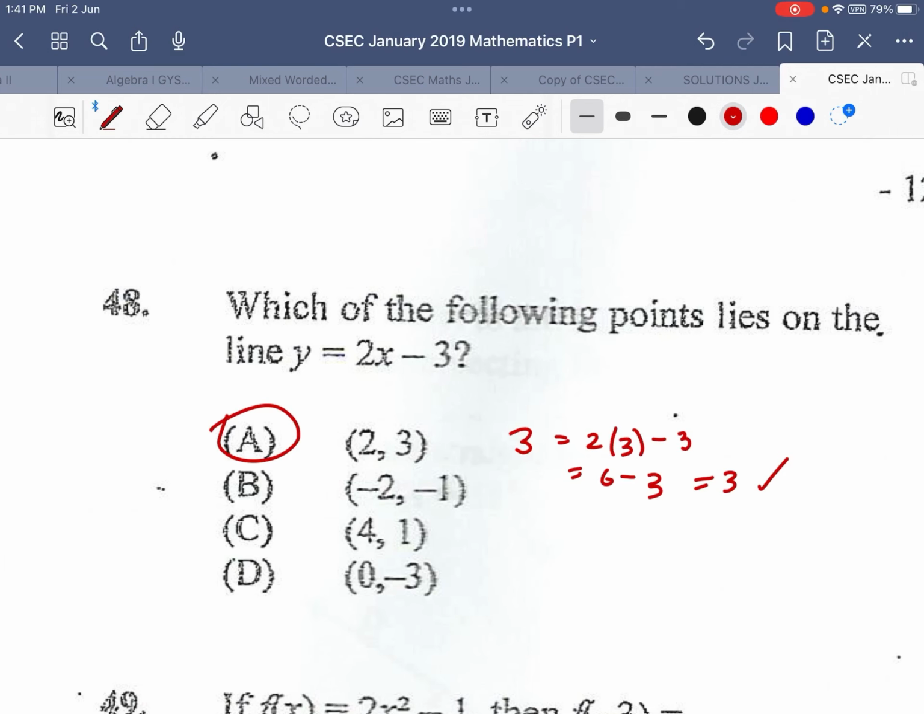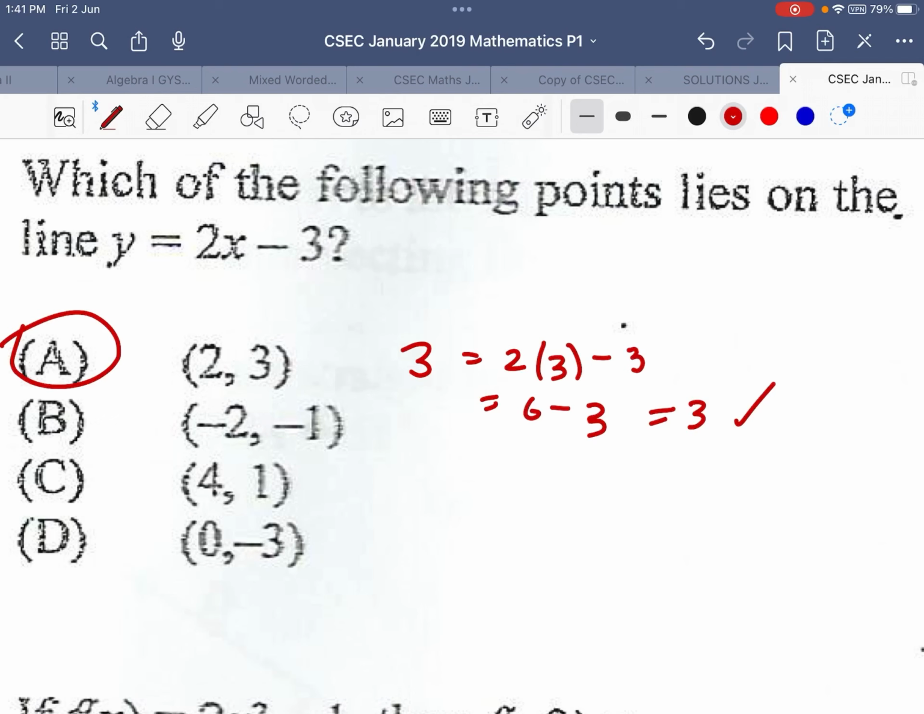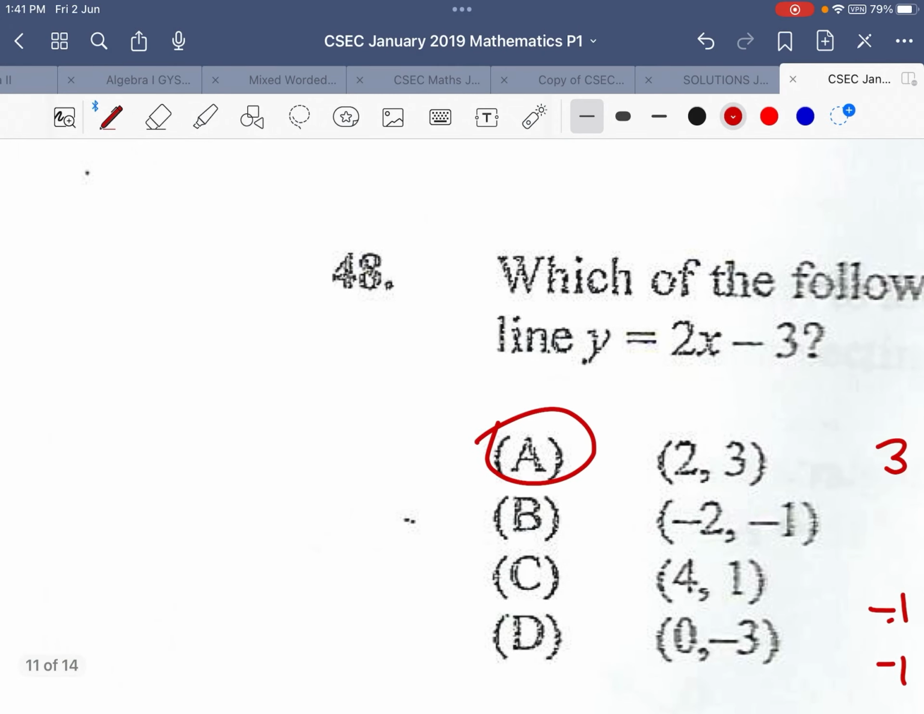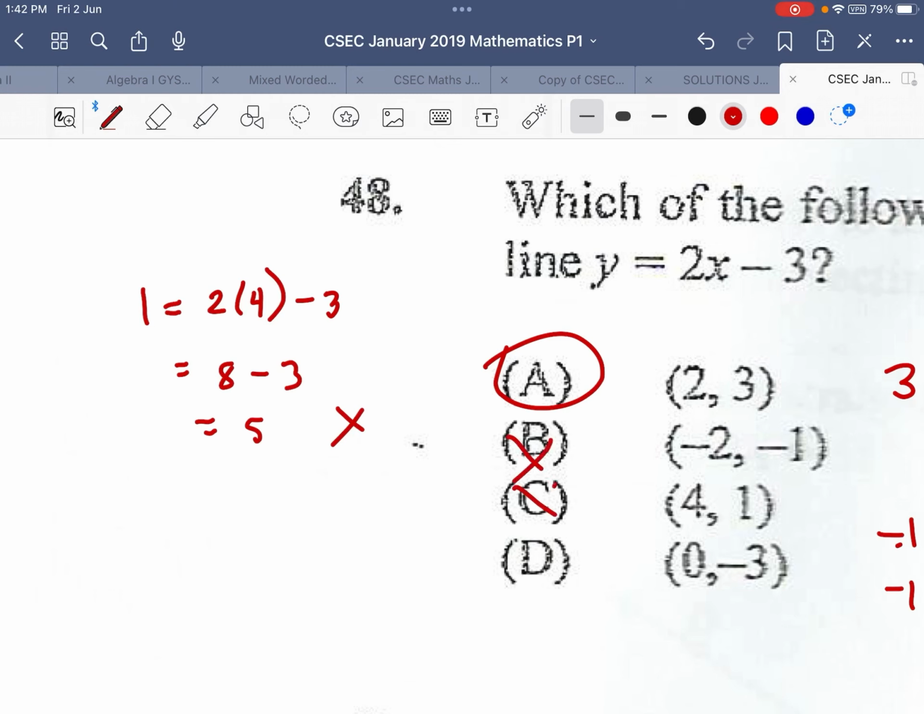Looking at B now, let's try the other ones out. So minus 1 should equal 2 times minus 2 minus 3. 2 times minus 2 is minus 4, minus 3 is minus 7. So that doesn't work out. Now 1 should be equal to 2 times 4 minus 3. 2 times 4 is 8 minus 3, which is 5. So that's not equal. So you know B and C are out.